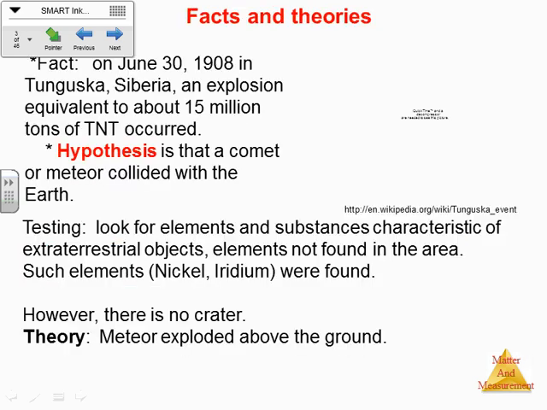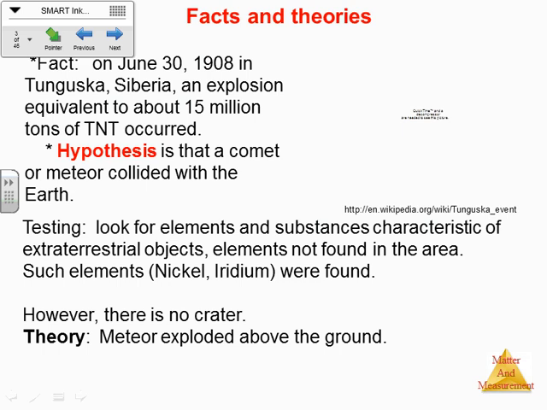All right, so an example of this, June 30th, 1908 in Siberia. There was an explosion, and don't ask me how they figured this out, but they're saying the explosion was equivalent to about 15 million tons of TNT, maybe based on what it destroyed. So the hypothesis that they came up with is that a comet or a meteor or something like that from outer space hit the Earth.